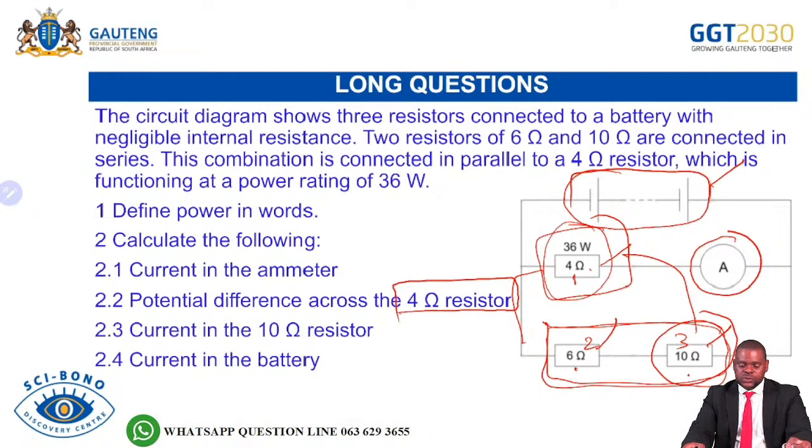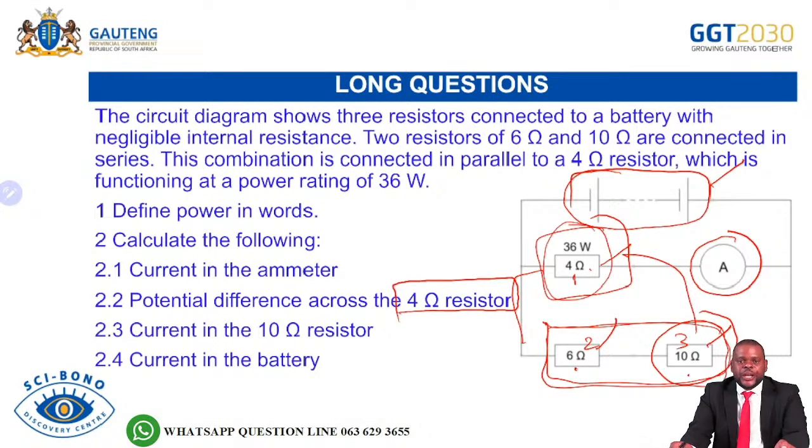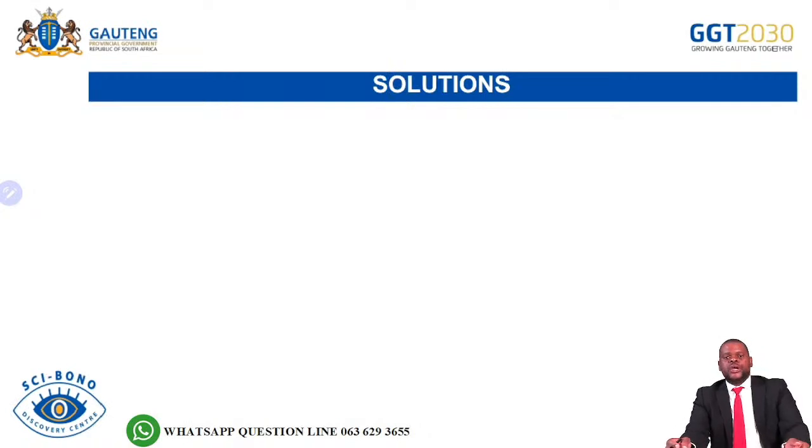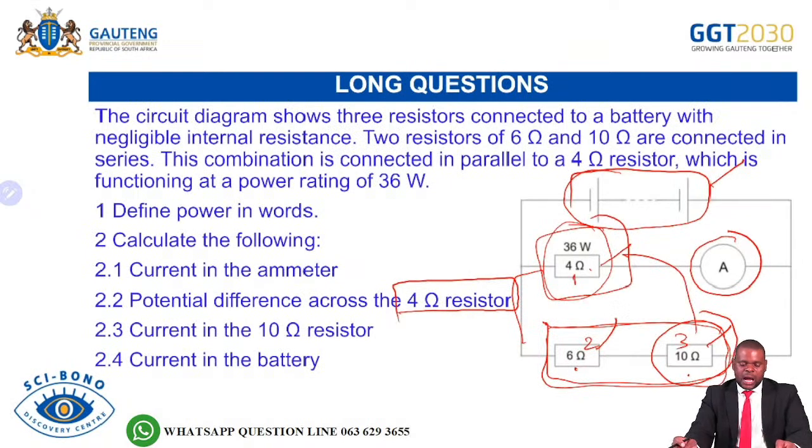Yes. Now, let's go. Number 1, it says, define power in watts. And then what is power, grade 12? We said power is the rate at which energy is converted in an electric circuit. Are we together? Let's go to our solutions. It says power is the rate at which electrical energy is converted in an electric circuit. Are we together?